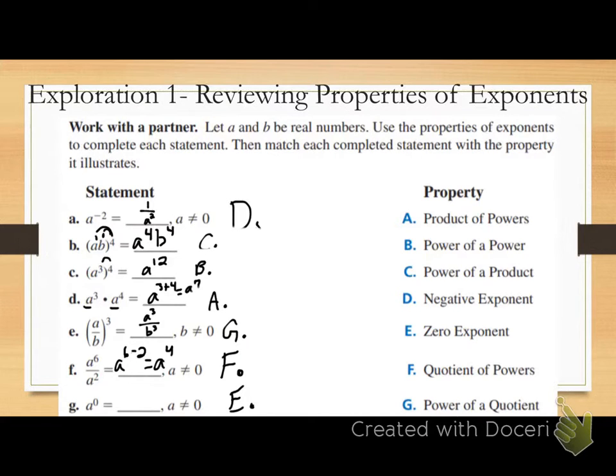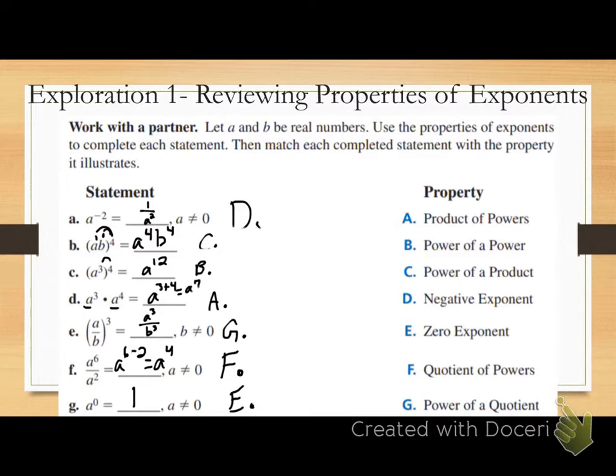A to the 0 power equals what? Not 0. 1. Anything to the 0 power equals 1. If I have 5,793,267 raised to the 0 power, the answer is 1. Okay? Any questions on any of these?